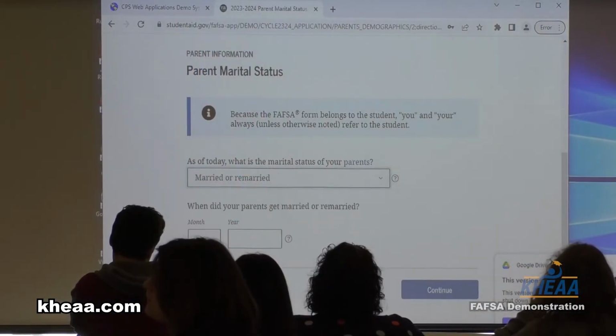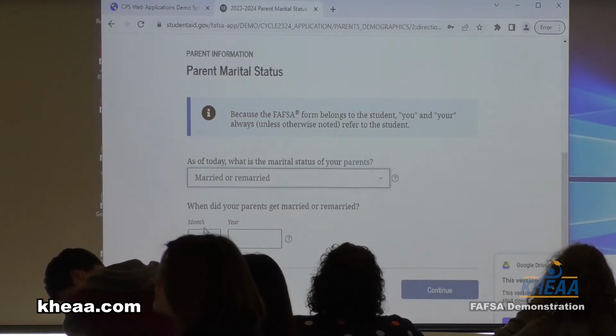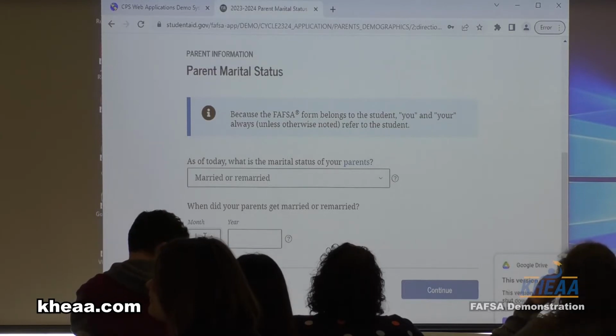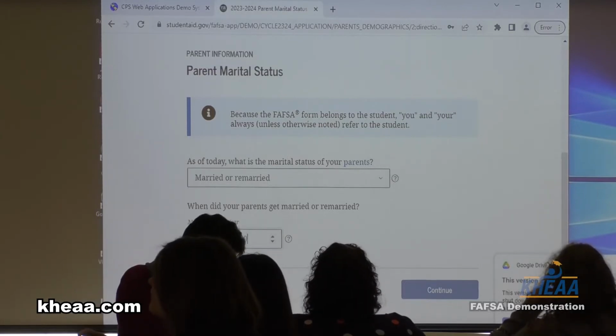And also, if your parent is remarried, you will have to claim your step-parent on there too, as on your FAFSA. So when did your parents get married or remarried? I'm just going to come up with a random date. There we go.